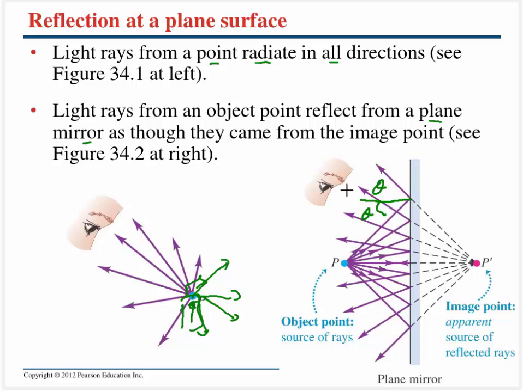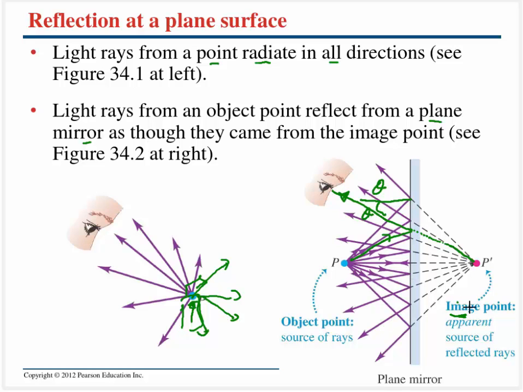Now, this person's eyeball, however, is going to see in a straight line. So there's going to be, let's say, some ray that radiated out from point P, and that's going to enter the eyeball, so we're seeing an image. However, the eyeball is going to think that it came from a straight line, so it's going to appear as if there's an image behind the mirror.